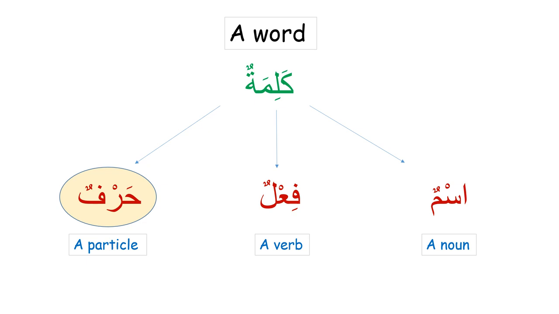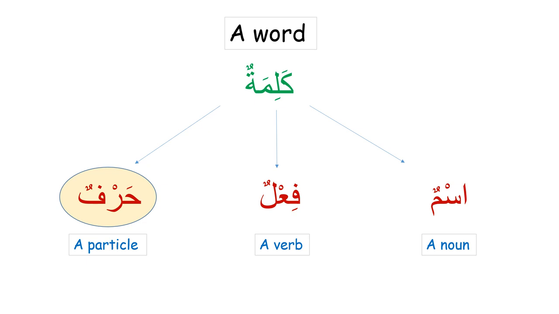This third category of particles includes what we know in English as prepositions, articles, conjunctions, and particles. Please note that the word particle is a catch-all term that includes things like interjections and other words that are not well categorized. That's on one hand.